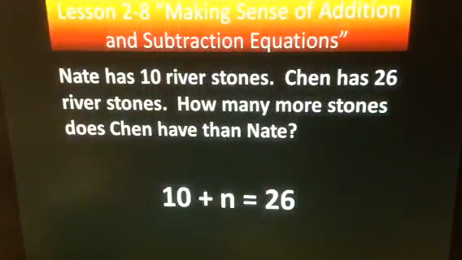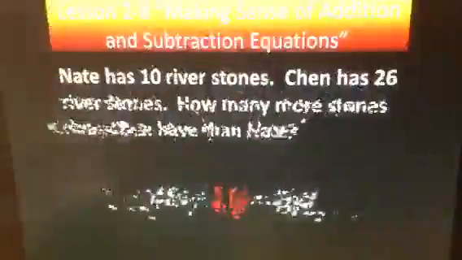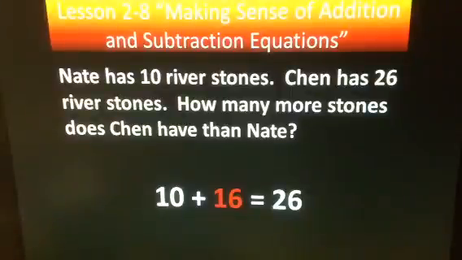Here's some word problems. Nate has 10 river stones. Chen has 26 river stones. How many more stones does Chen have than Nate? He has 16 more.